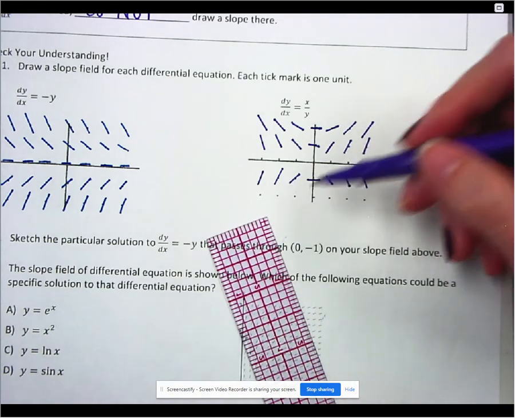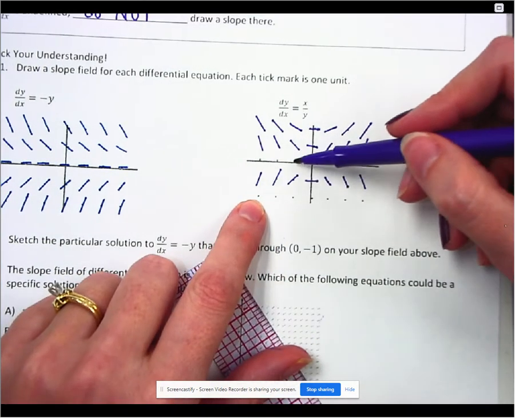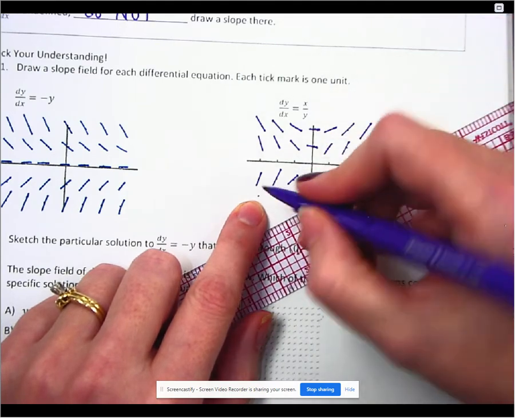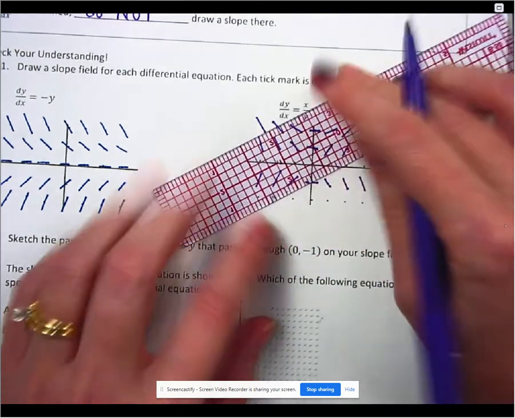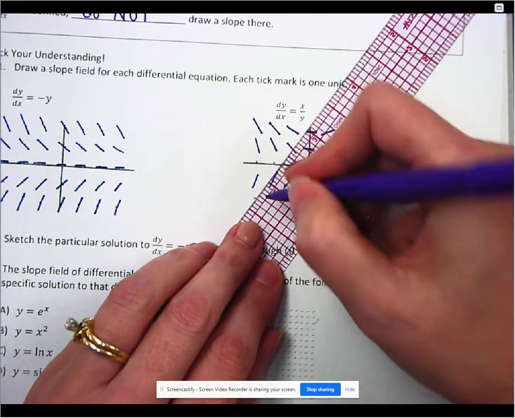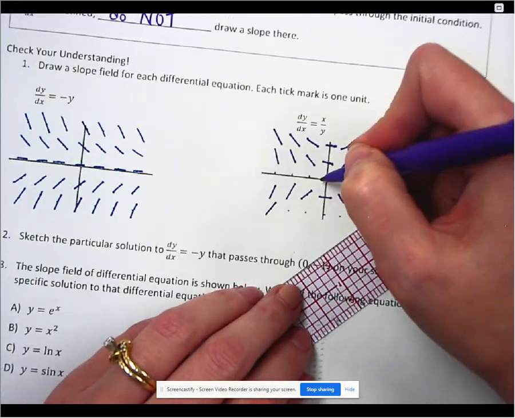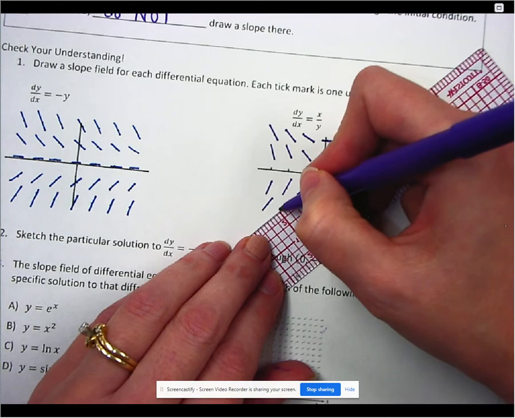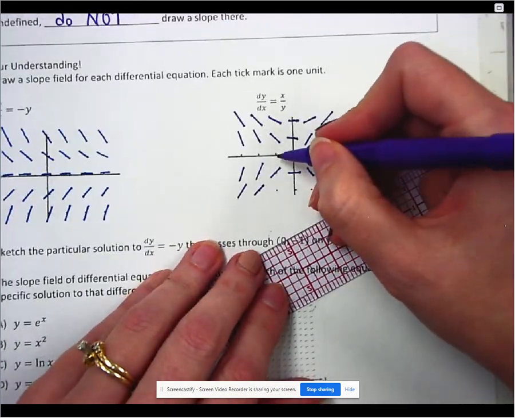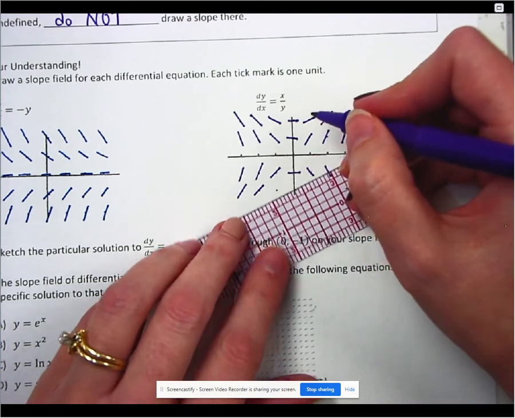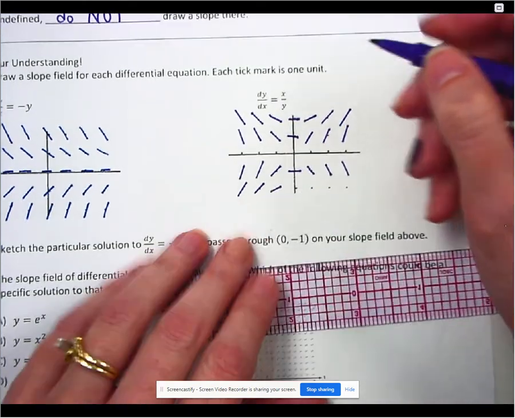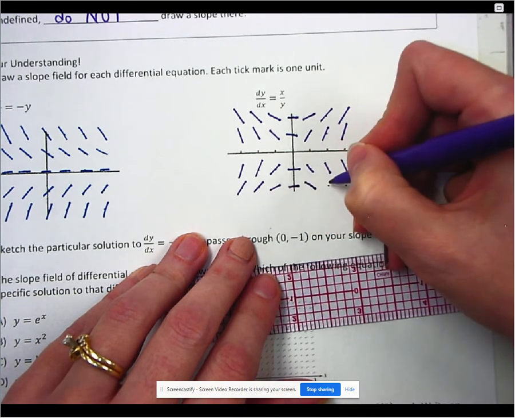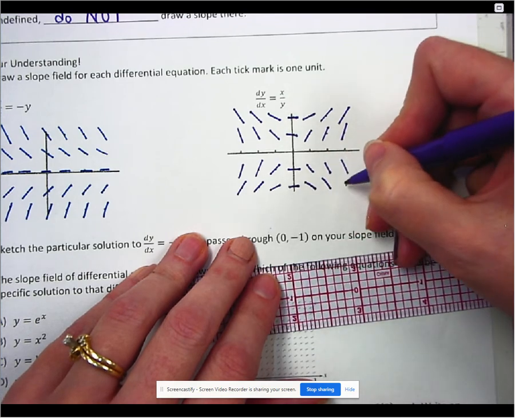All right, one more row. So this point here is negative 3, negative 2. So negative 3 divided by negative 2 is positive 3/2. So up 3, right 2 would be about right here. All right, and then we have negative 2 divided by negative 2 is positive 1. All right, and then negative 1 divided by negative 2 is positive 1/2. And we get 0 again, and we get 1/2, negative 1/2, negative 1, negative 2.